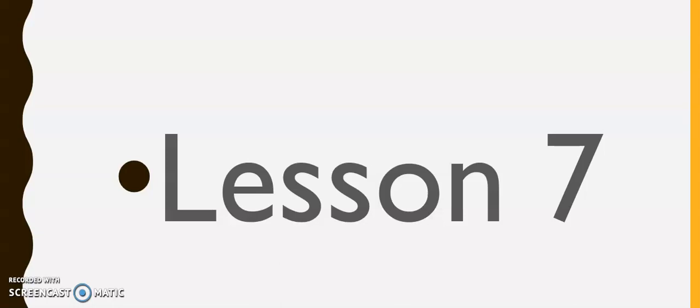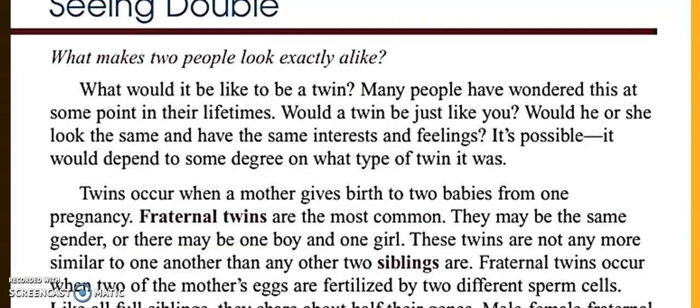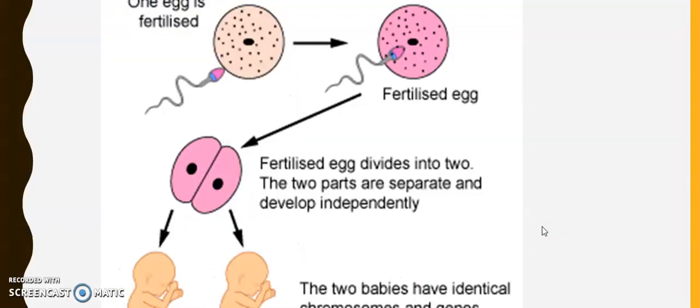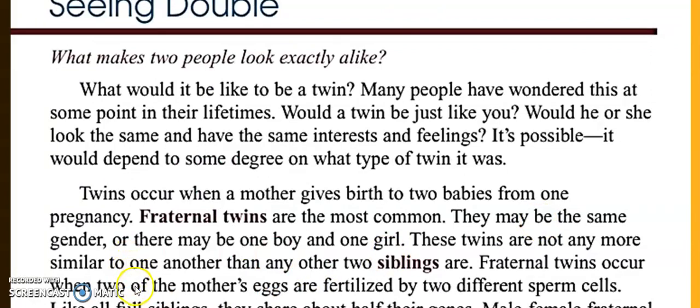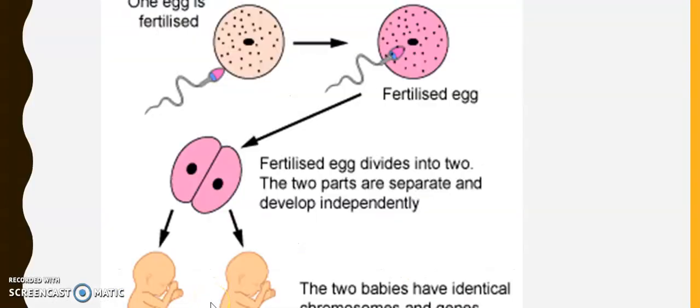Lesson 7, super easy, talks about seeing doubles, the twins, and the different kinds of twins. Fraternal twins are the most common. They may be the same gender or they may be one boy and one girl, and these twins are not any more similar to one another than any other 2 siblings. Fraternal twins occur when 2 or more of the mother's eggs are fertilized by 2 different sperm cells, like all siblings. So it's about fraternal and identical twins.